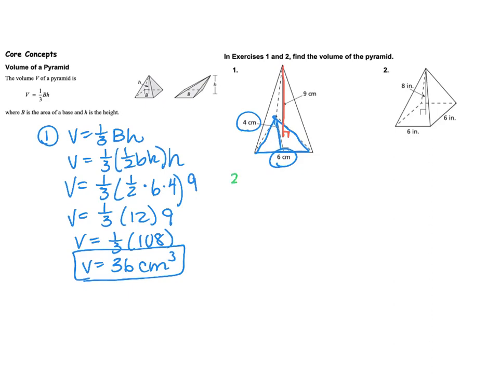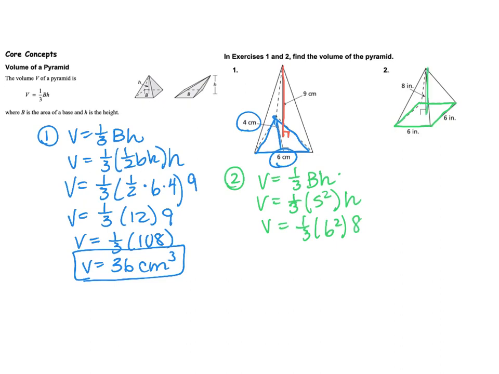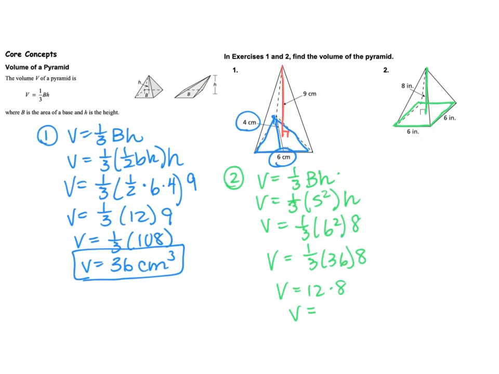Number 2. So this base is a square. The sides are 6 inches long. So we can replace big B with side squared, and then we'll use the height of the pyramid, which is 8. So that's a total volume of 96 cubic centimeters. Always remember to put the correct units on there.